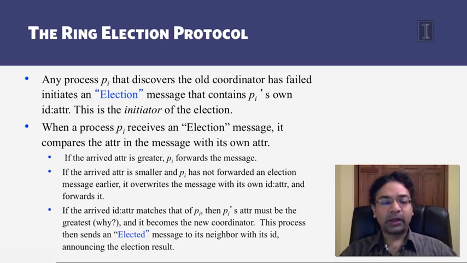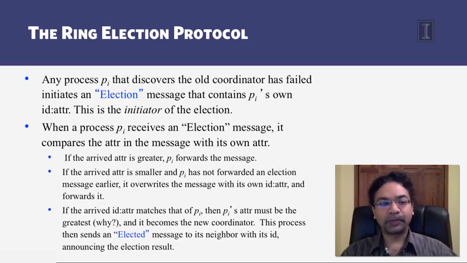However, if the received election message has an ID and attribute that matches Pi, then this means that Pi's attribute was written into the message the last time it passed Pi, and that the message has made one circuit around the ring and has not changed, which means that none of the other processes in the ring have a higher attribute than Pi's own attribute. In this case, Pi knows when it receives this election message with its own ID and attribute that it must be the new coordinator, or the new leader. Therefore, this process Pi now sends out an elected message to its neighbor containing its ID, saying that it is now the new leader.